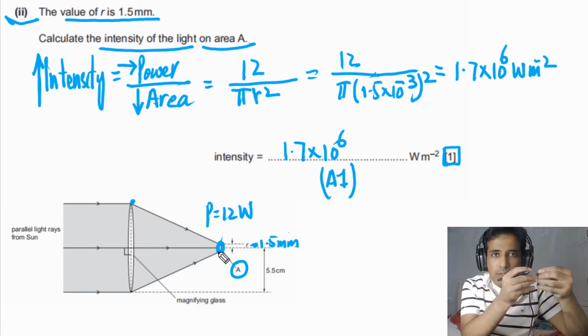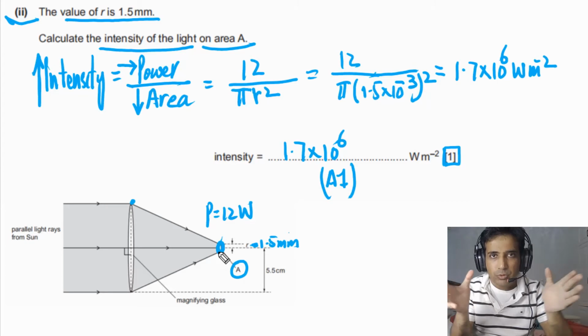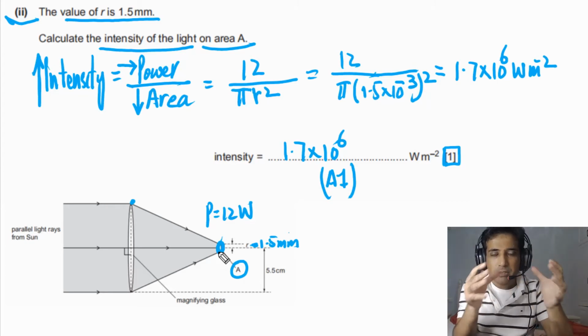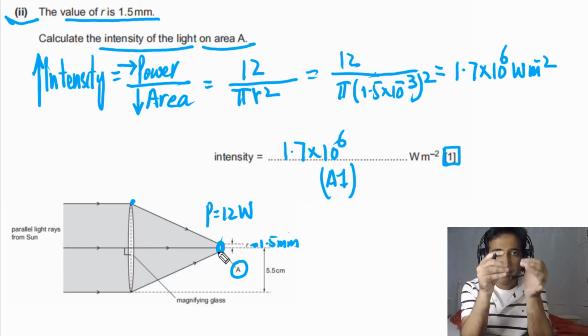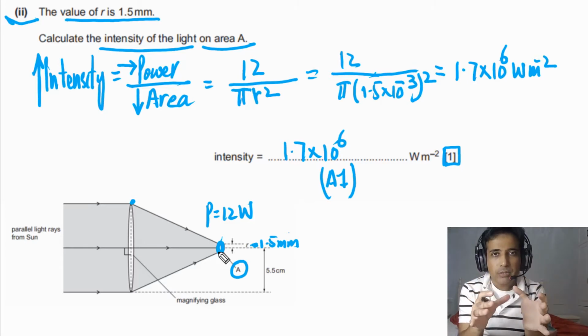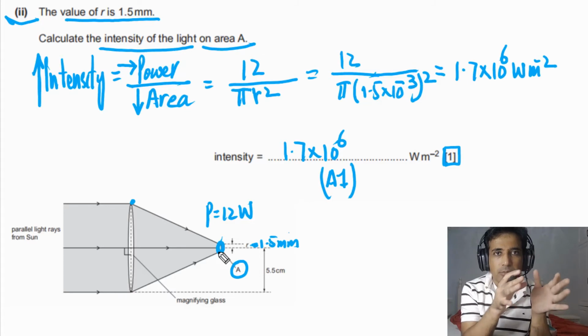So the intensity depends on area. If you reduce the area, intensity will increase. If you increase the area for the same power of light, intensity will decrease. Very important concept, you need to understand intensity depends on area.